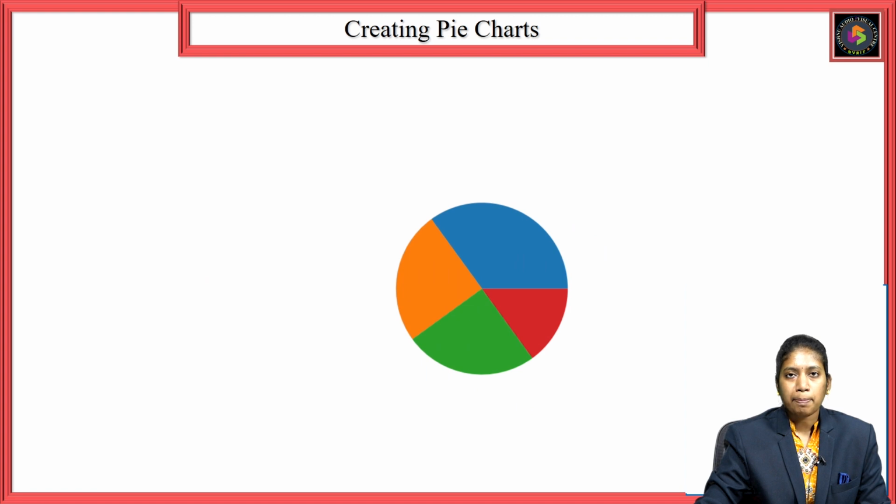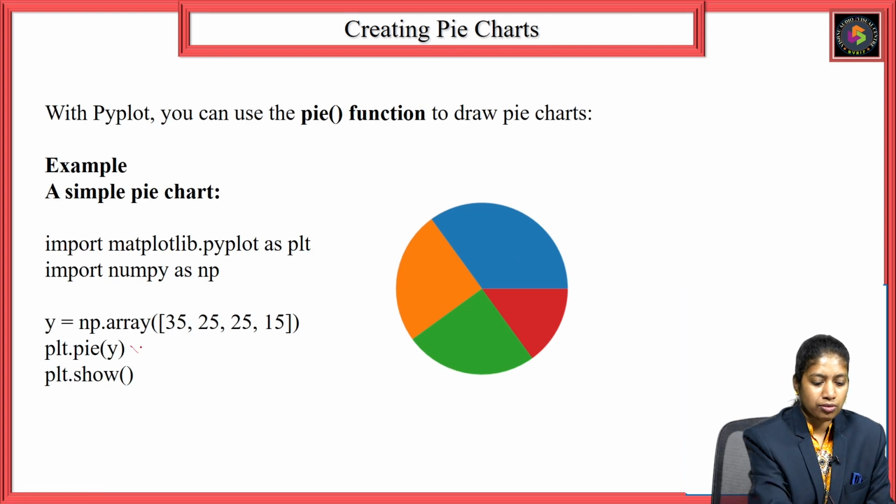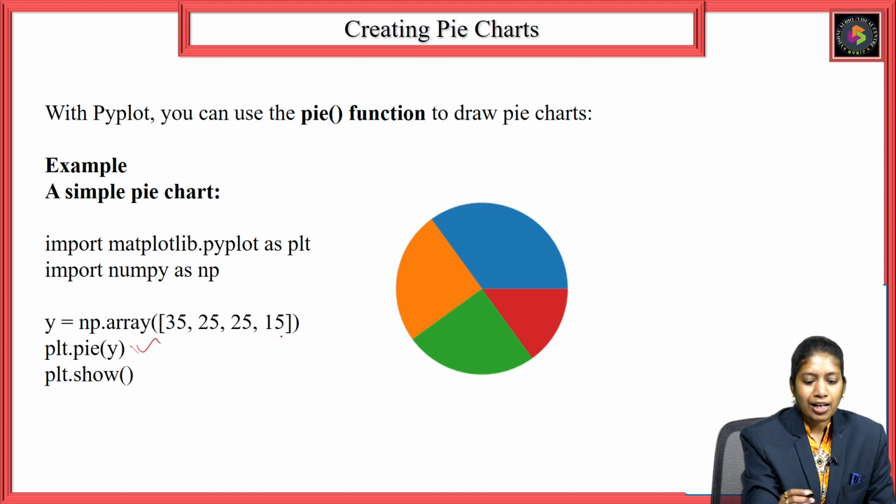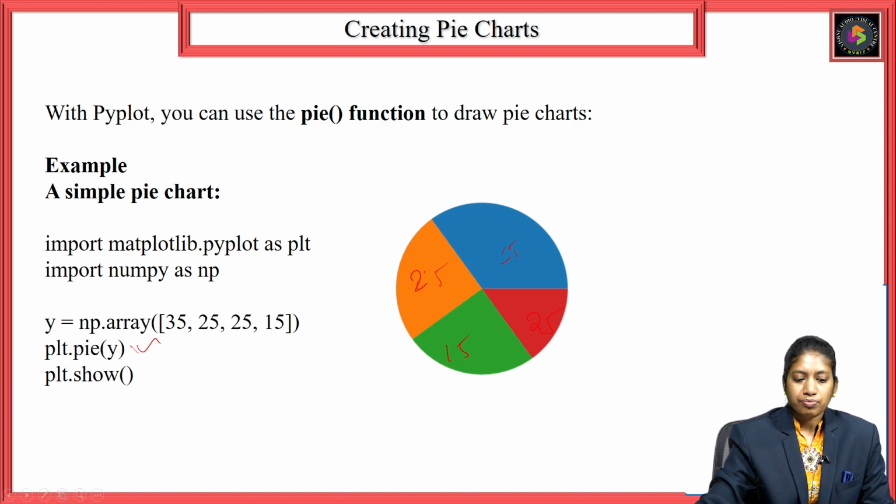So how to create pie charts? We have a pie function. Inside that pie function we pass the values. According to that we have 35, 25, 25, and 15. Finally we need to call show.